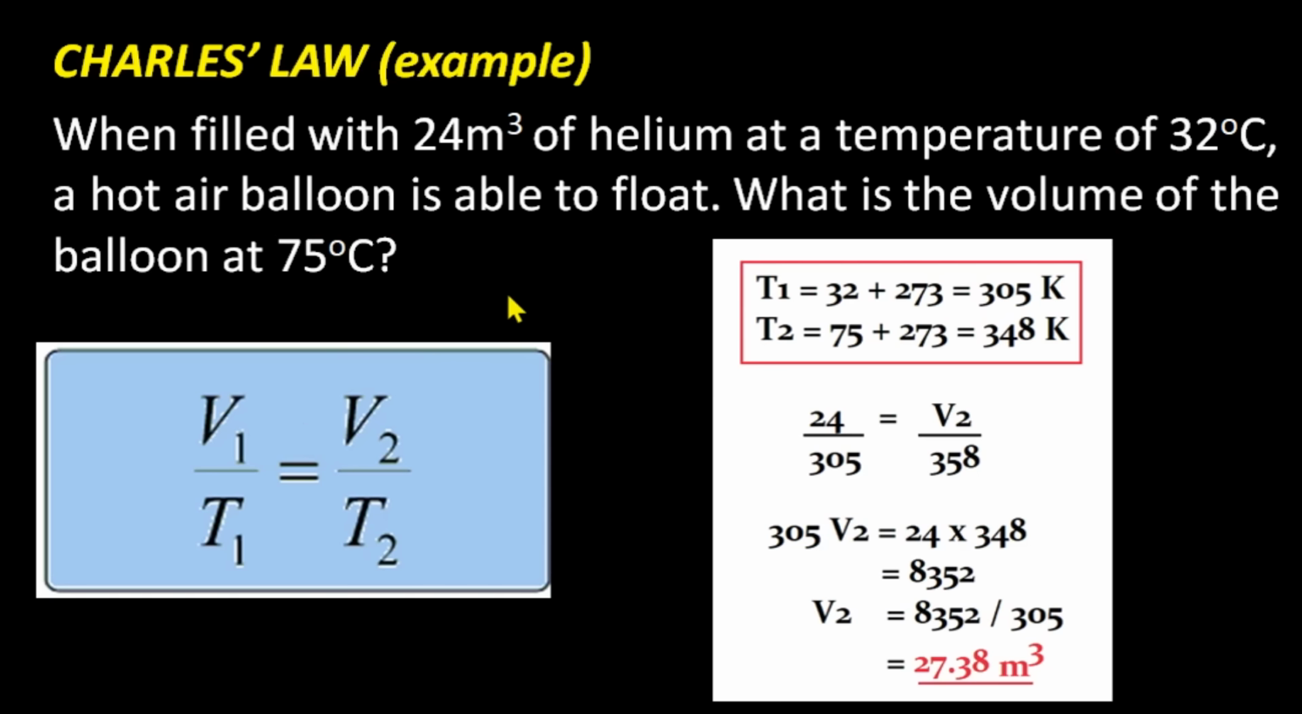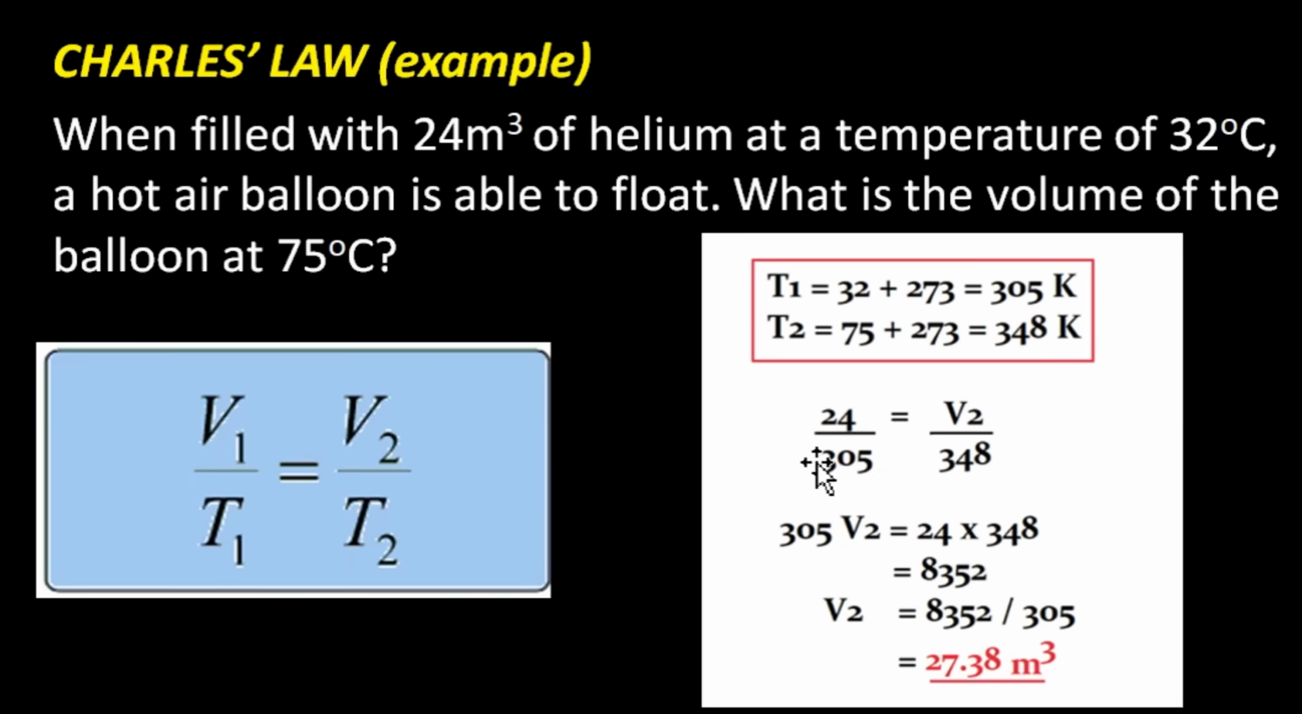Now, what we have to note is that we have to convert any Celsius temperatures to Kelvin. So the initial temperature is 32 and the final temperature is 75. We add 273 to them here and we get 305 K as T1 and 348 K as T2, K meaning Kelvin. 24 over 305 is equal to V2 over 348.